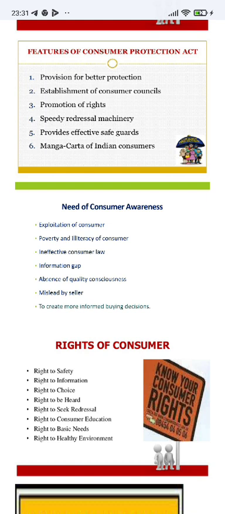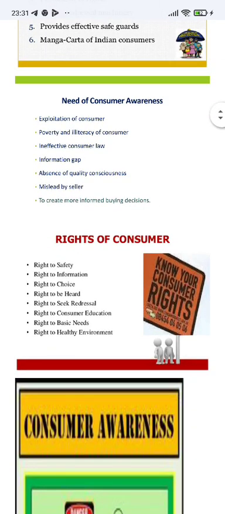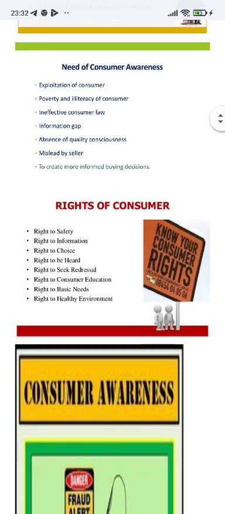Why is there a need for consumer awareness? There is a lot of exploitation of consumers being done in and around. Along with it, poverty and illiteracy of consumers are at a high peak. Ineffective consumer laws, information gap, lack of awareness, lack of education, the absence of quality consciousness, and misleading by the sellers are all factors playing a major role in why there is a need for consumer awareness.